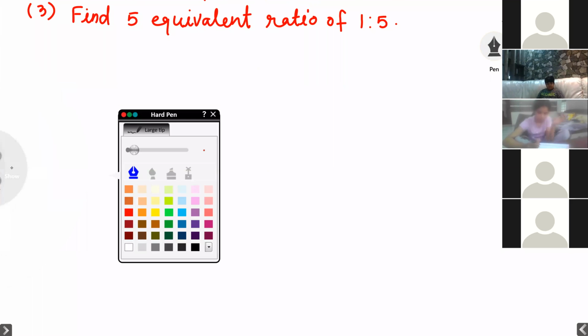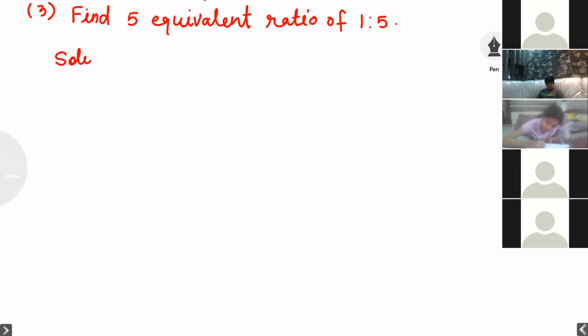Solution: 1:5 means I can write 1/5 in fraction form. Now the ratio was 1:5, and now the fraction is 1/5. Again I want to find the equivalent ratio. How to calculate?